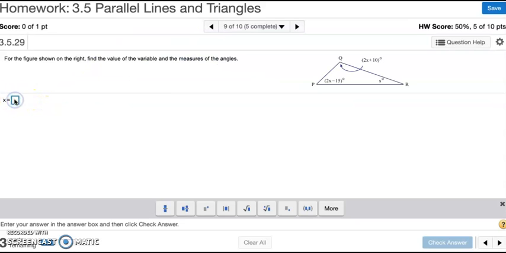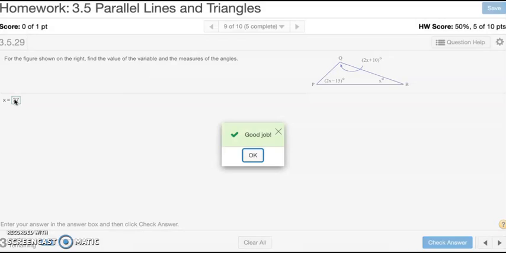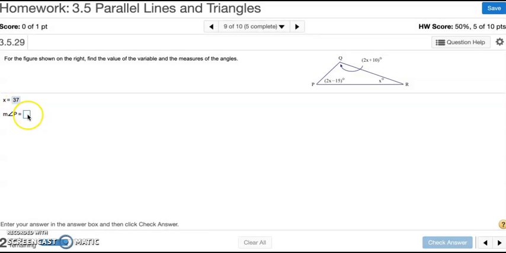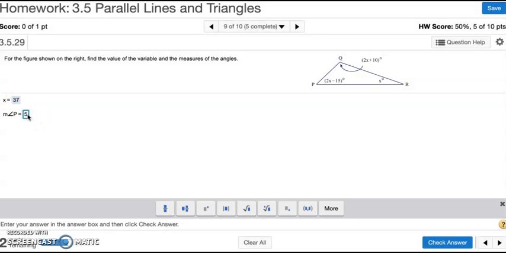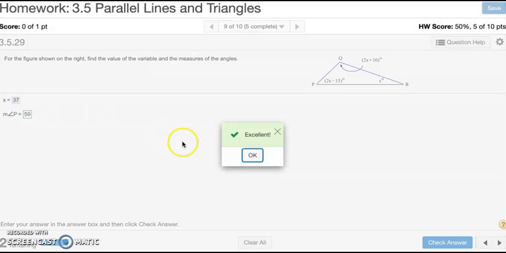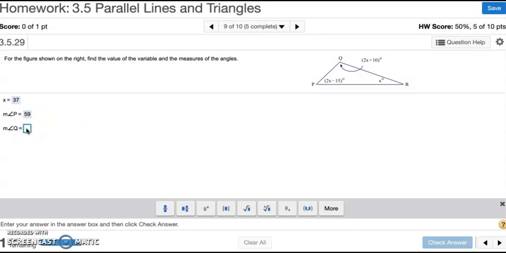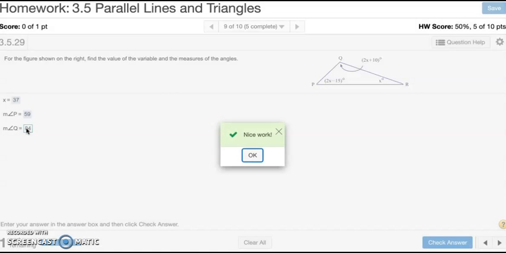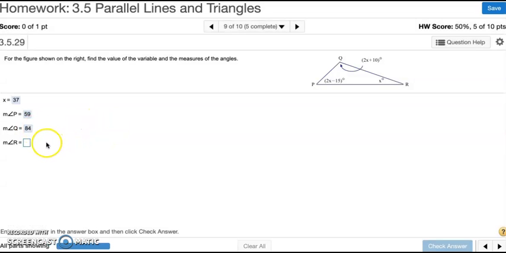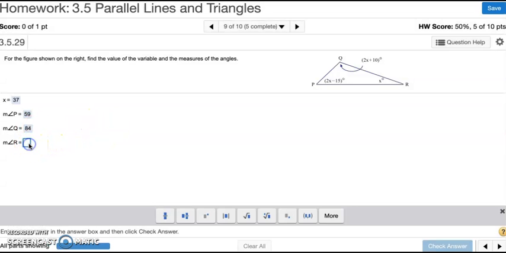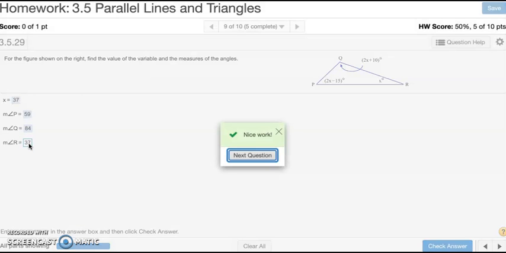So x is 37, angle P is 59, and angle Q is 84. Angle R is the same as x, so that's 37. And that's number 9.